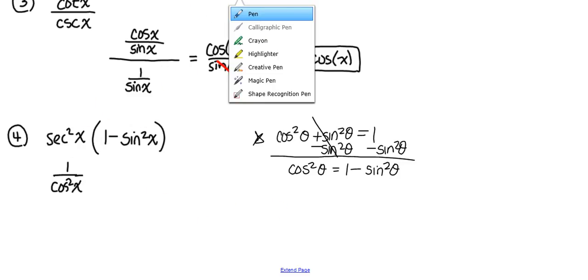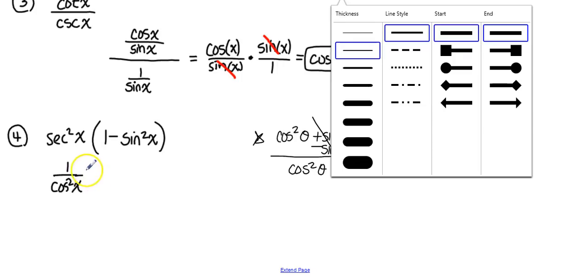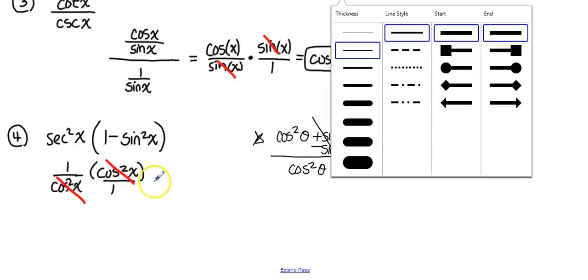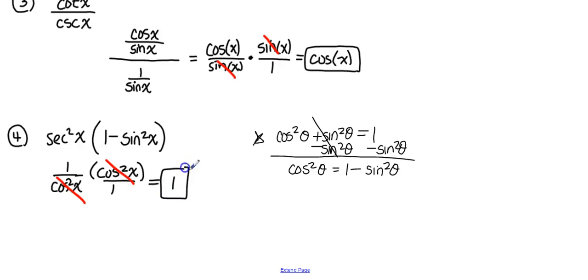So using that identity, I now know I can rewrite 1 minus sine squared as cosine squared. If it helps, make sure it's divided by 1 because it's in the numerator. Cosine squared is in the numerator. Check it out. What's going to happen? Cosine squared cancels with cosine squared, equals 1.